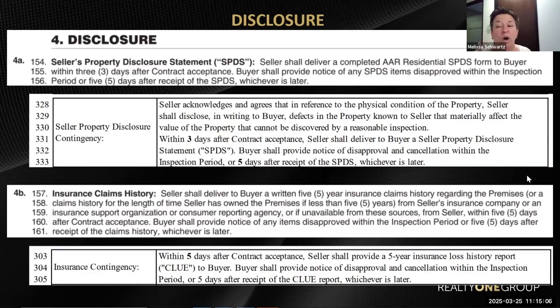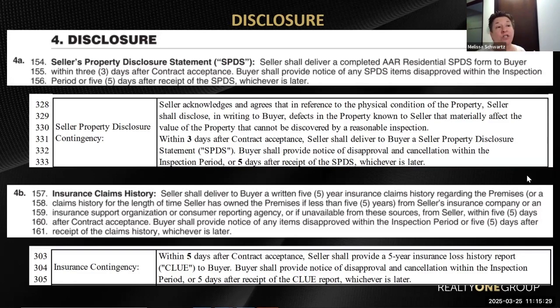So this would be the one thing that I would counter in receiving this contract. I would absolutely counter that out and say that they will either provide an insurance history report or that the seller will provide their knowledge, right? Yes. So mechanically, if you're not getting a CLUE report, where are you getting the insurance claims history?